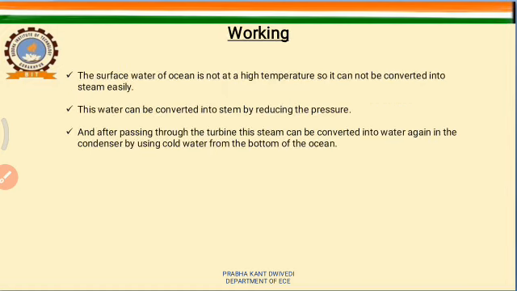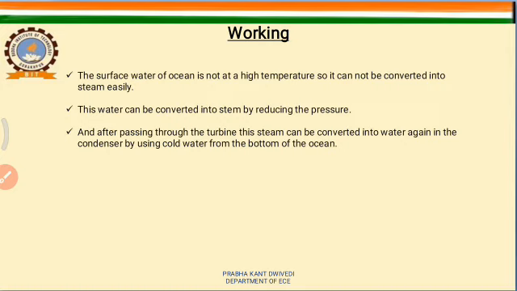If we go through the working, we will see the surface water of the ocean is not at a high temperature, so it cannot be converted into steam easily. The water can be converted into steam by reducing the pressure, and after passing through the turbine, this steam can be converted into water again in the condenser by using cold water from the bottom of the ocean.